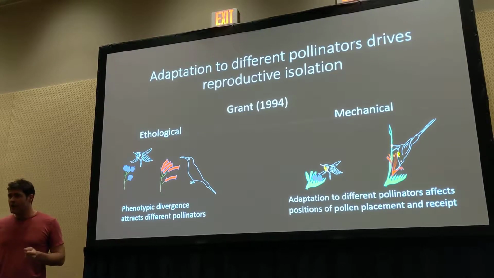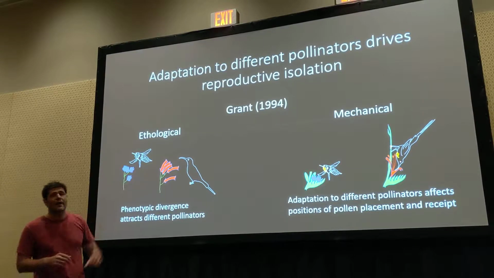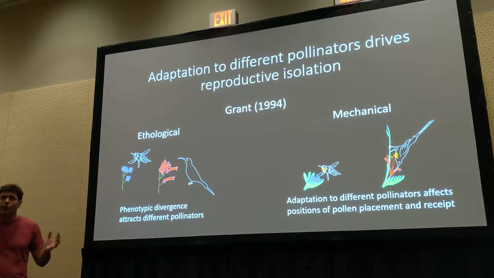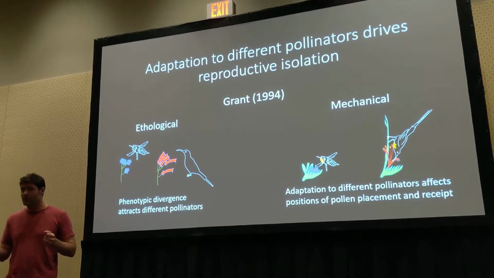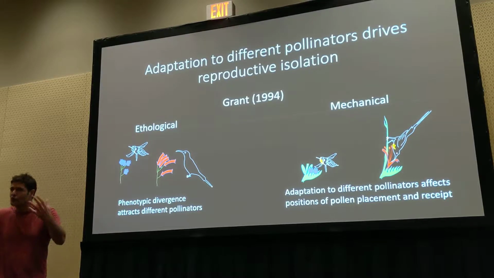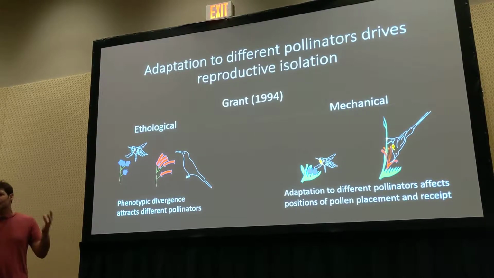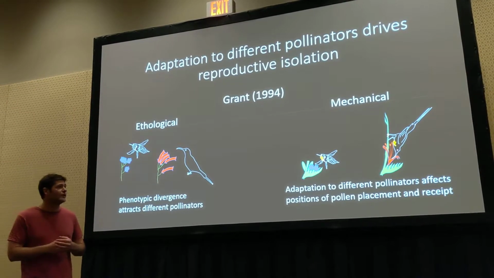And he's recognized two different ways that this could happen. The first he called ethological isolation, and here he suggested that, well, when flowers diverge phenotypically in response to these different pollinators, they end up attracting different pollinators, and so that would obviously be an isolation barrier. And there's quite a lot of evidence to suggest that that is the case in many different examples.